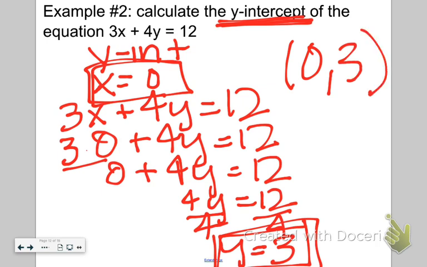And if I use that graphing strategy that I used on my last example, 0, 3, if I were to plot that, that means I'd go up 3 from the origin. 1, 2, 3. So it would be about here. That's good. That ordered pair is on the y-axis, so it means it's the y-intercept.